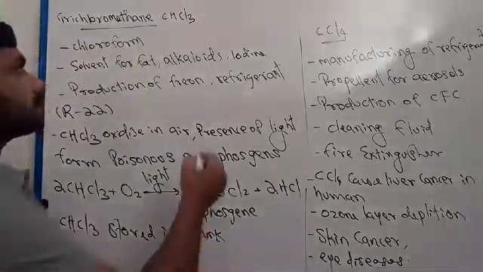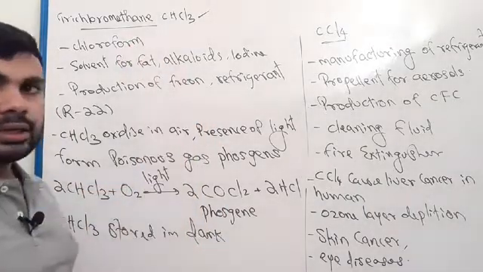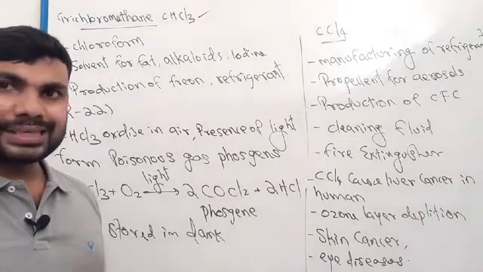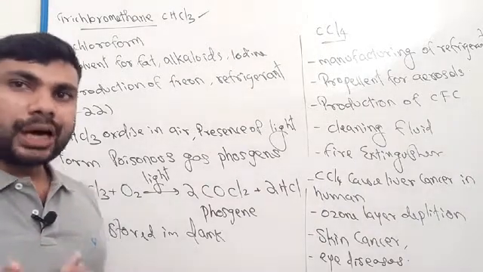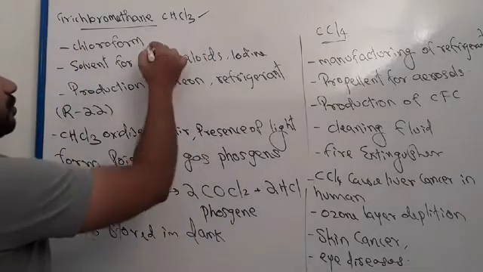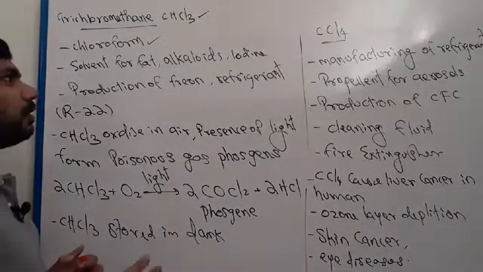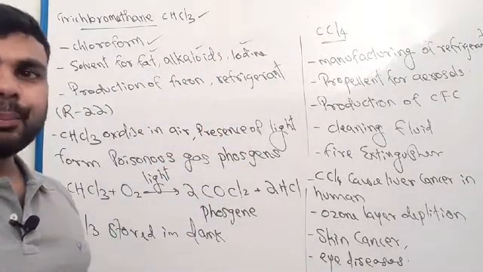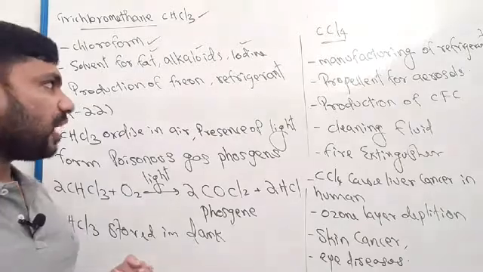Next compound we have to discuss here is trichloromethane, CHCl3. This is also called chloroform. CHCl3, chloroform. CHBr3, bromoform. CHI3, iodoform. The major use of chloroform is that it is an important solvent for fat, alkaloid and iodine.